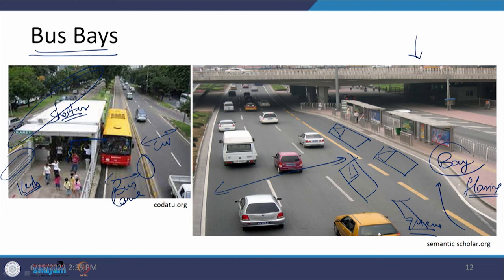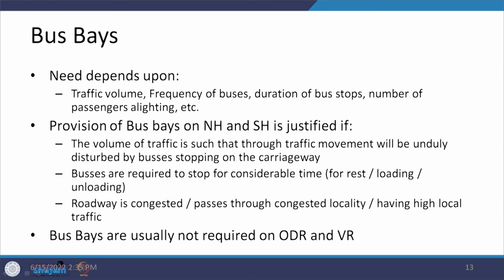Now, why bus bays are required and where they are justified or not justified is what we are looking at here. It says that bus bays have to be looked at based on the traffic volume. So, you have the lanes, and the traffic is moving in both directions. What is the volume which is there? It is quite high. And if you stop the bus on the carriageway, then as I said, queues are going to be formed and this is going to create a problem for the overall system. There will be delays to many of the people.